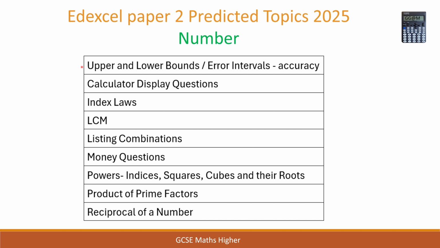We've got upper and lower bounds, including error intervals, so all your stuff to do with accuracy. Calculator display questions, so when it says work out a thing and you've got to type it in on your calculator and write down your answer. Your index laws, LCM, which is your lowest common multiple, listing combinations, you could get money questions, your powers, so your indices, squares, cubes and their roots, the product of prime factors, which links in with LCM, and the reciprocal of a number. So these are all the number topics that haven't appeared so far on the GCSE for 2025.